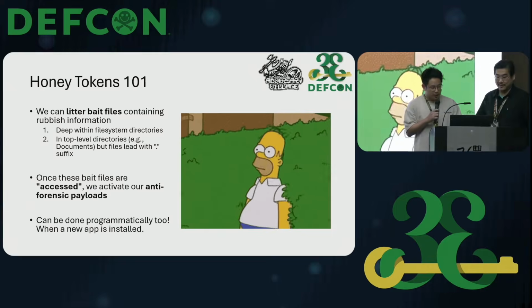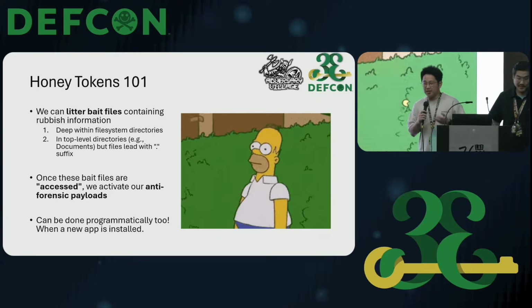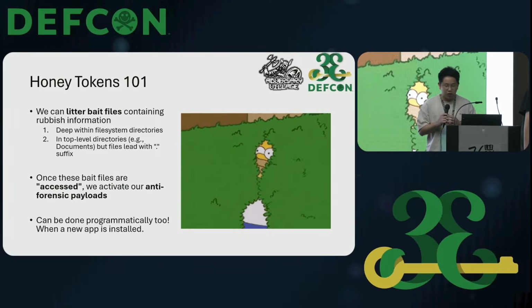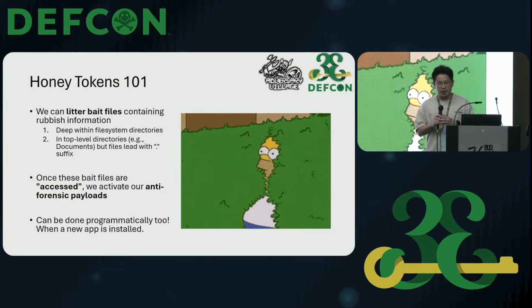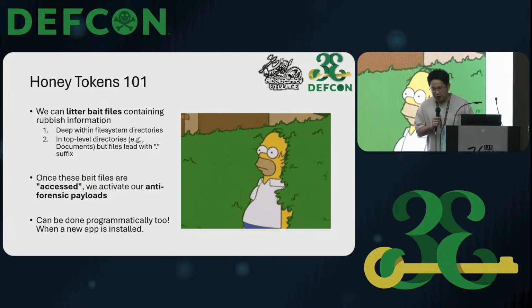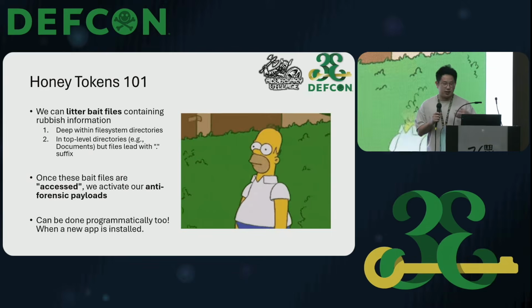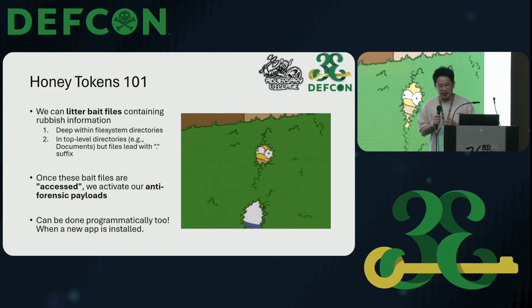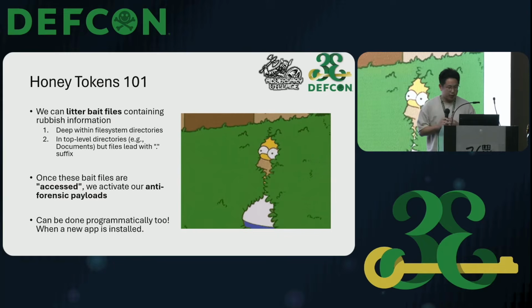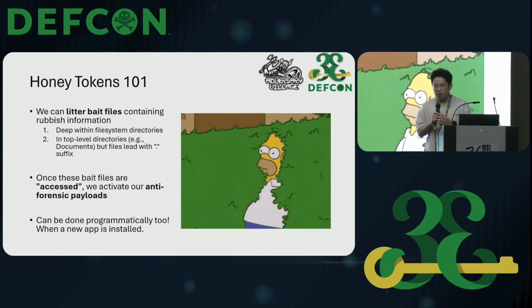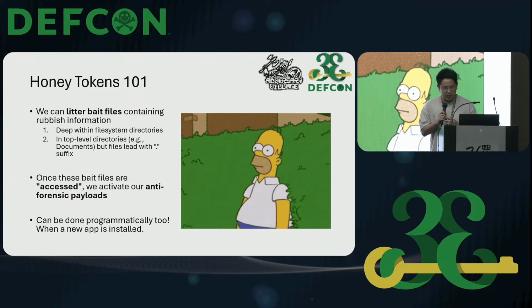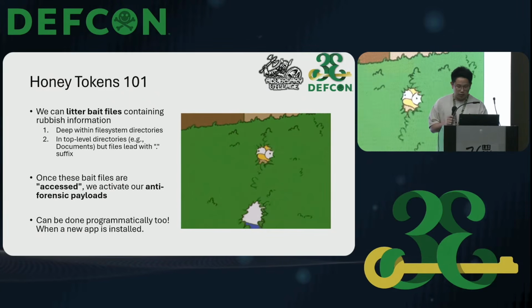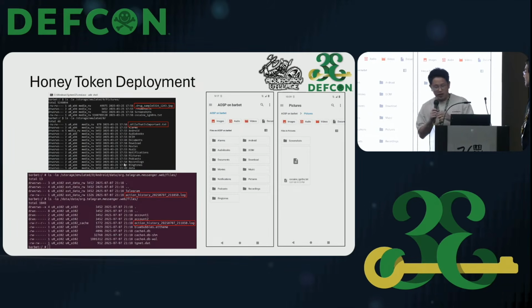So, honey tokens 101. What exactly are these honey tokens? These honey tokens are actually little bait files that contain rubbish information. They are deployed deep within the file system directories, and they're hidden within top-level directories such as documents. The main idea is that once these bait files are accessed, we will activate our anti-forensic payloads. These honey tokens can be deployed programmatically as well, and this will be very useful, especially when a new app is installed.